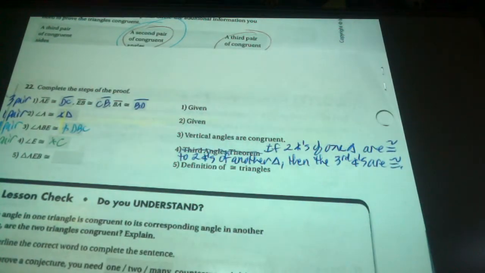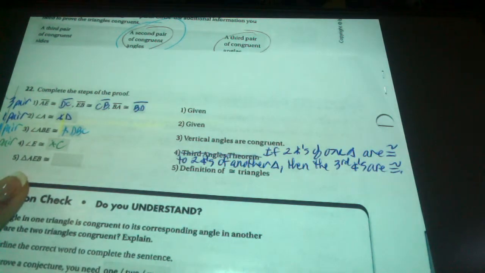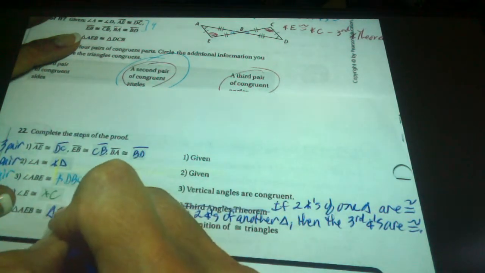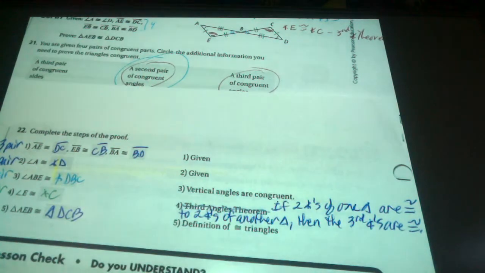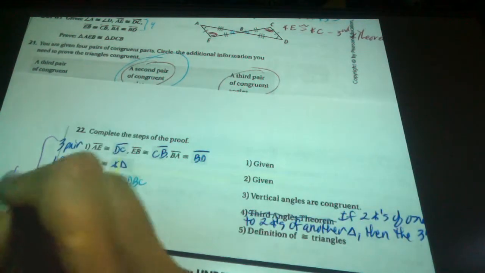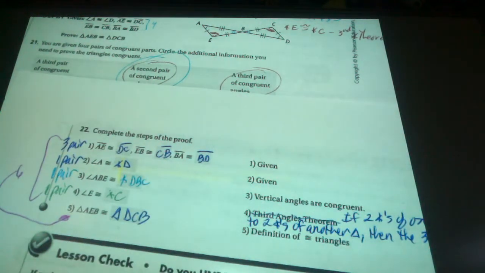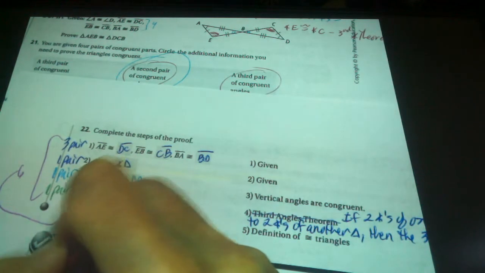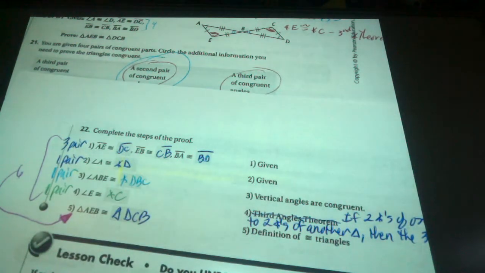All right, and so the last statement has to read exactly as the original proof statement that they gave you, which was right here. So if they said triangle AEB is congruent to, you must use the same statement, BC. So once you hit those 6 pairs, that's why we could go to that triangle congruent statement. Questions on that? We're going to do another proof in just a minute.